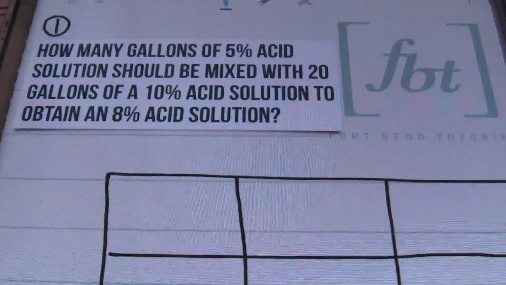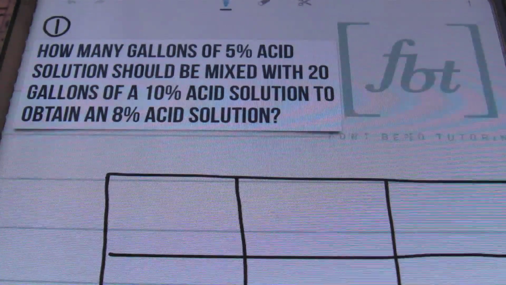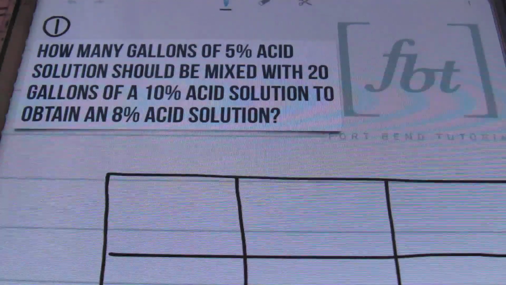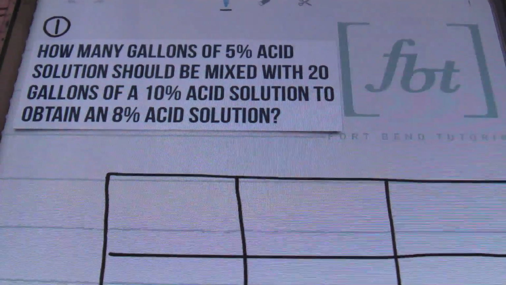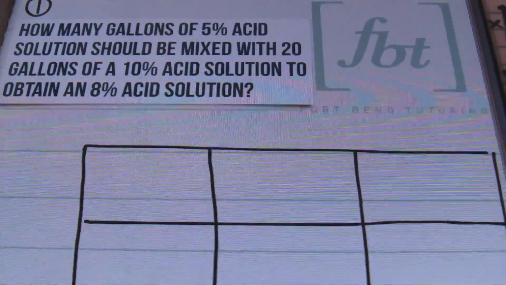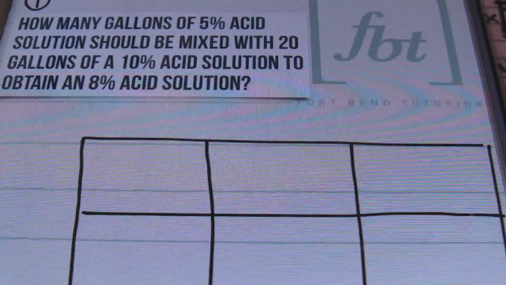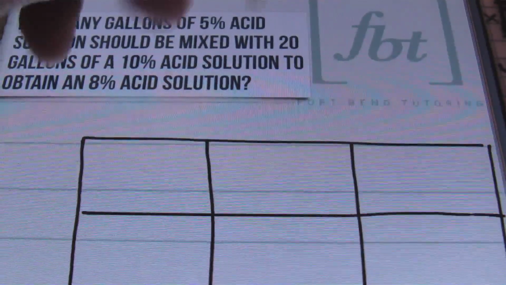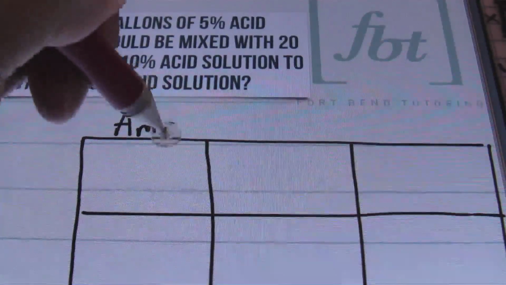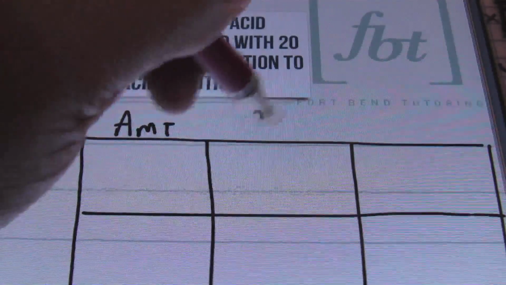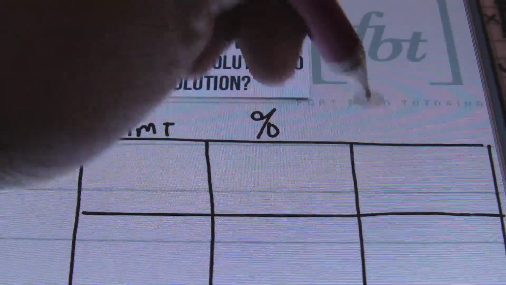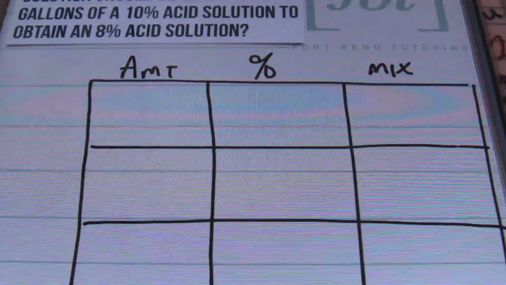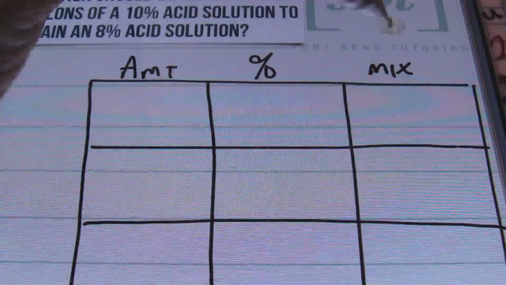How many gallons of 5% acid solution should be mixed with 20 gallons of 10% acid solution to obtain an 8% acid solution? Anytime I'm setting up a mixture problem, ladies and gentlemen, I'm going to use a table to help me create this equation. I'll have my amount, which I'll label AMT, my percent, and the final mix. Please note that it's always the first column times the second column that equals my third column.